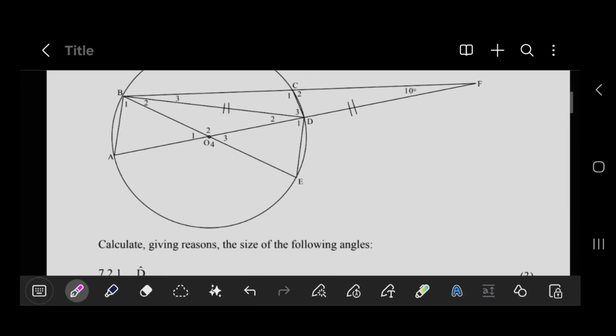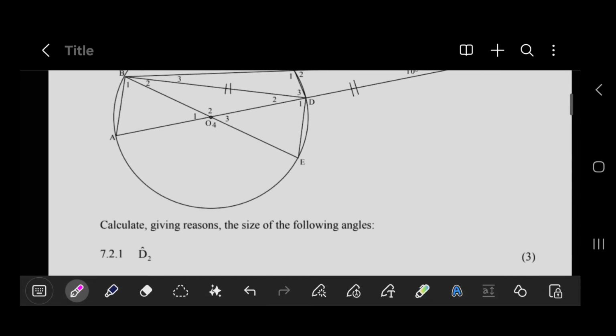Now it says calculate, giving reasons, the size of the following angles. And remember, in Euclidean geometry, whether you're in grade 10, 11, or 12, every time you make use of a theorem, a rule, even something from functions where you have parallel lines, you need to write down a reason based on the rule that you used.